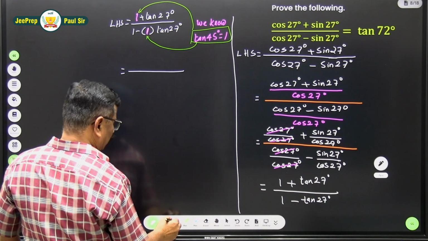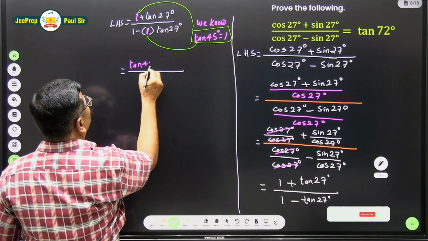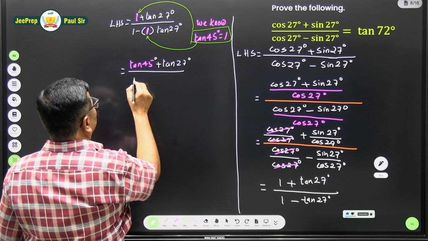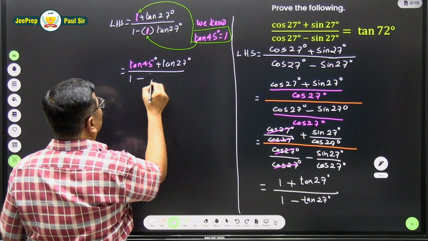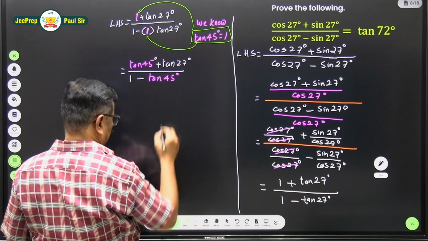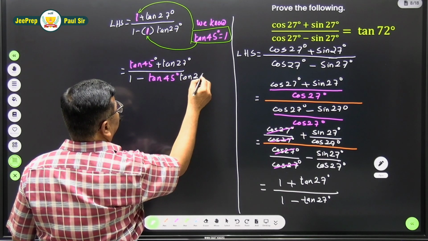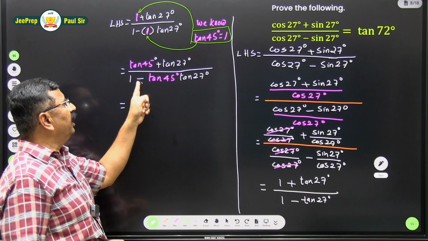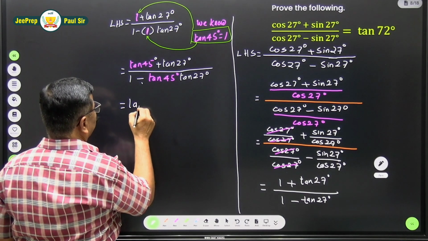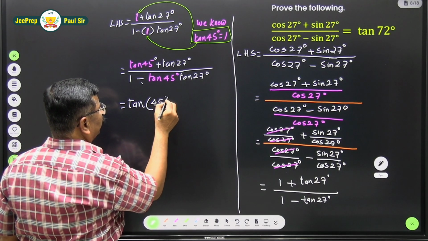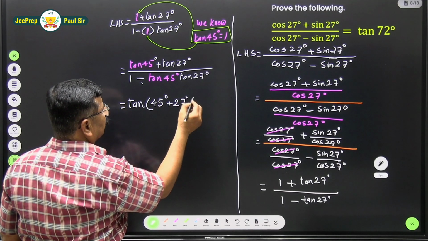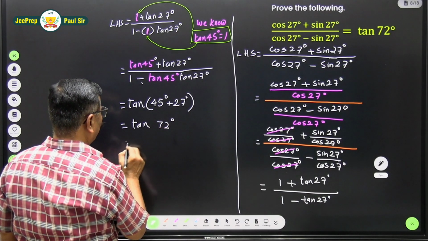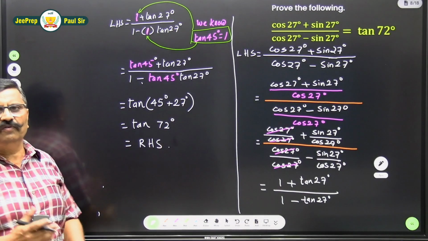So what we will get now is tan 45 plus tan 27 degrees divided by 1 minus tan 45 degrees into tan 27 degrees. So now this is tan A plus tan B divided by 1 minus tan A tan B. So this is going to be tan A plus B. Therefore this is tan of 45 degrees plus 27 degrees, and this will become tan 72 degrees, which is RHS. Hope all of you understood this problem.